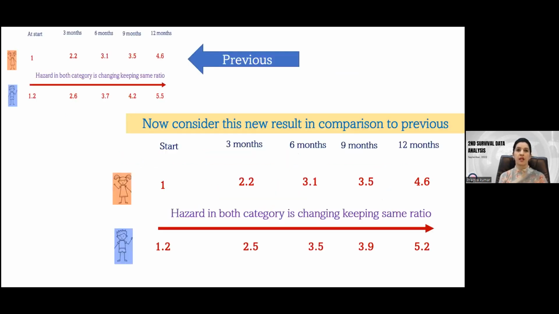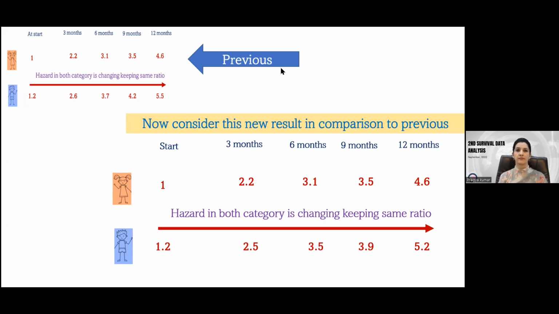Now consider this new result in comparison to the previous. In the upper part of the slide, you can see this was the previous example, and this is the new example. So now consider this result in comparison to the previous. What will be the value of 2.5 divided by 2.2? Please type in the chat box the value of 2.5 divided by 2.2. So it is 1.13. Okay, I'm writing whatever you people are saying.